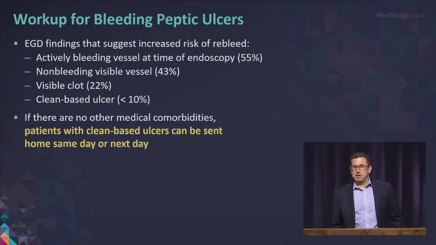So workup for bleeding peptic ulcers. EGD is the first thing that we do. There are certain things that you need to know when you're reading an EGD report. In terms of the risk of rebleed, if there's an actively bleeding visible vessel that's treated at the time of endoscopy, the rebleeding rate could be as high as 55%. If there's a visible vessel seen but it's not bleeding at the time of endoscopy, the rebleeding rate could be 43%. If you see a clot in the area of the ulcer, the rebleeding rate could be 22%, and if it's a clean-based ulcer, it's well under 10%, which is why, in these cases, we could discharge the patient home.